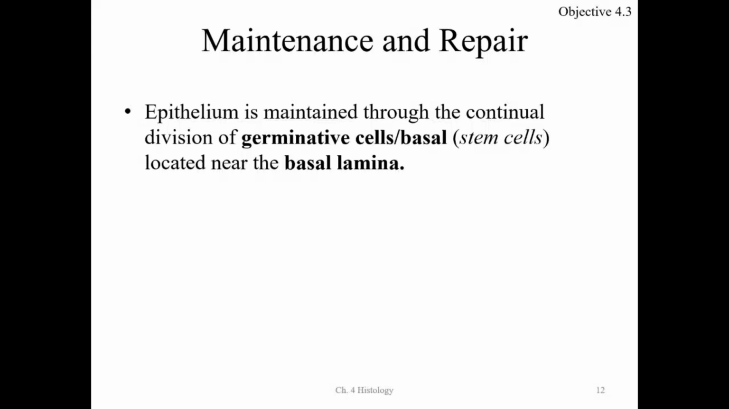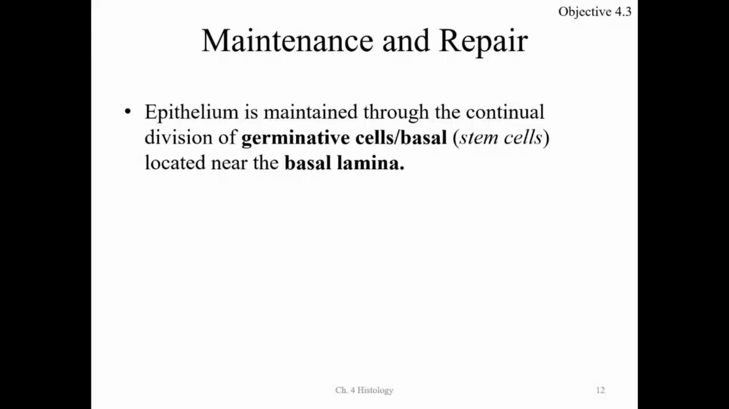So there's a continued division of stem cells in epithelia. These are called basal cells or germinative cells. These are stem cells, and they're always near the basal lamina. That's very important, that they're always dividing. This is where we're going to get new cells from.